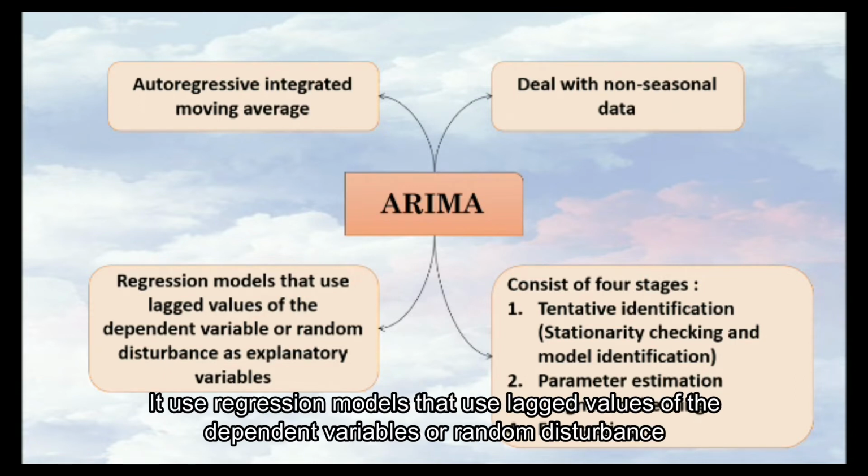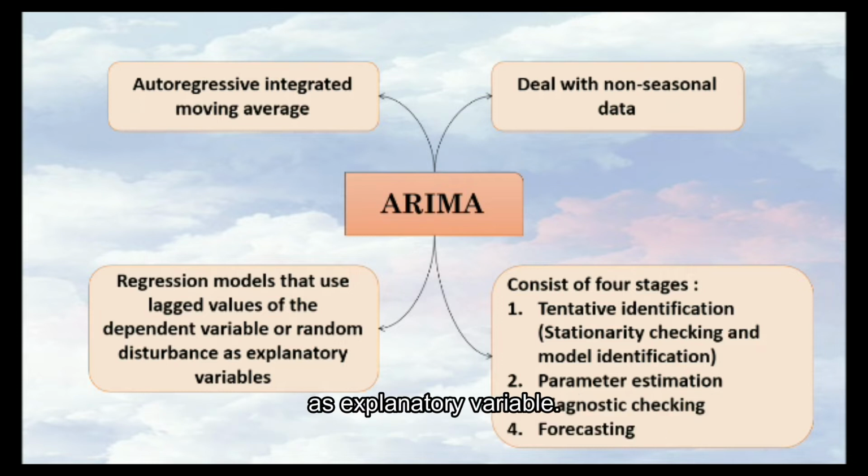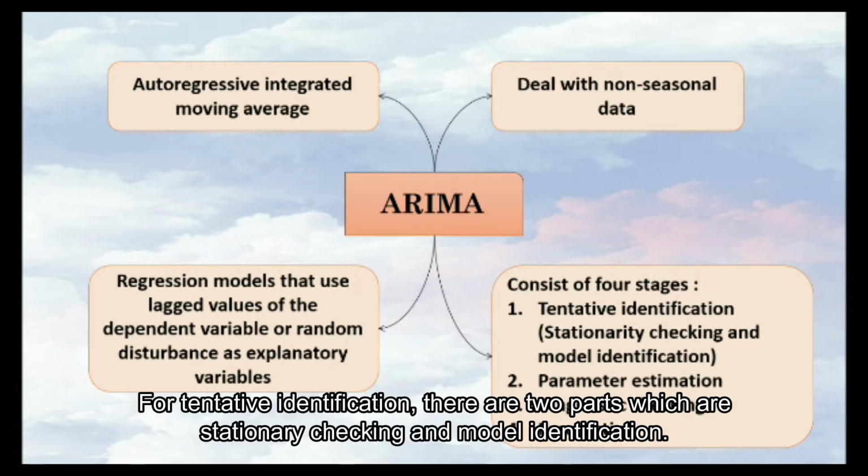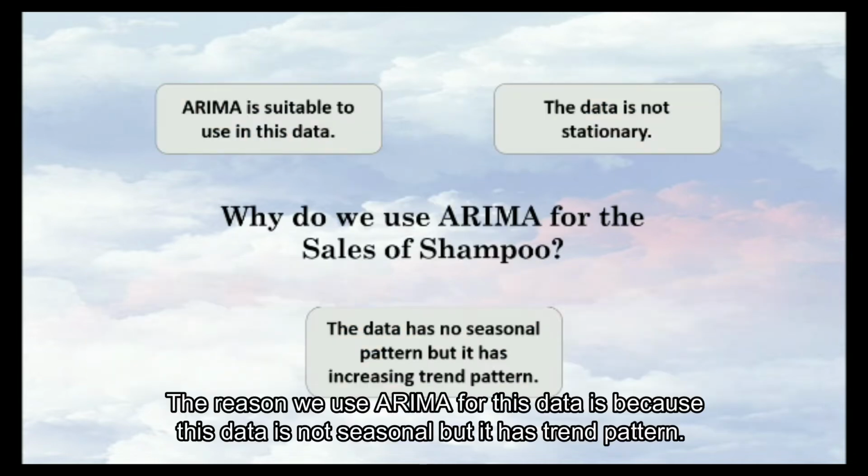It uses regression models that use lag values of the dependent variables or random disturbance as explanatory variables. It consists of 4 stages: tentative identification, parameter estimation, diagnostic checking, and forecasting. For tentative identification, there are 2 parts, which are stationary checking and model identification. The reason we use ARIMA for this data is because this data is not seasonal, but it has a trend pattern.